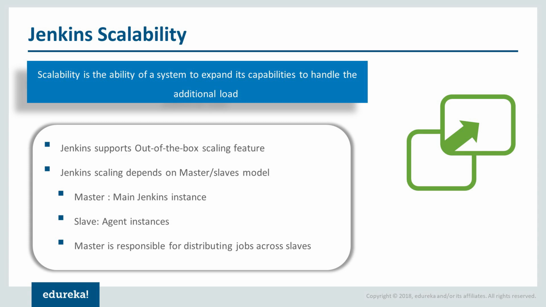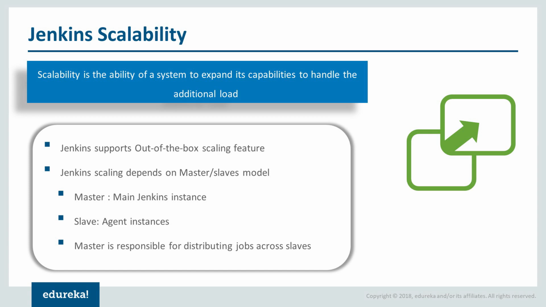So where does this concept of distributed build come into the picture? The main reason behind it is scalability for Jenkins. Now, scalability is the ability of a system to expand its capabilities to handle additional load. We have seen so far that we have a Jenkins master, a Jenkins machine on which we are working. We are doing the configuration of the jobs on the same machine, and then we are actually working with the jobs, and our workloads are also running on the same machine.